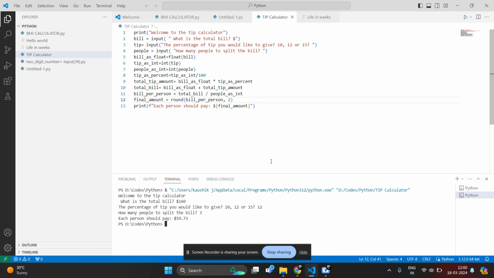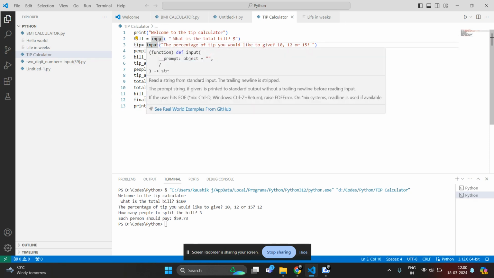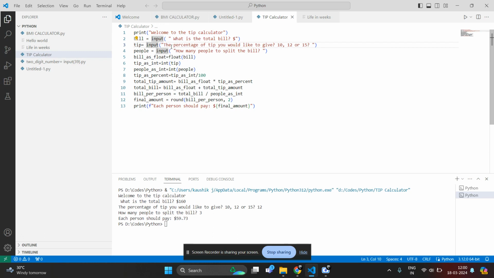So I'll start with how the tip calculator works. For a basic tip calculator, I will provide a basic print statement which will get displayed in the console, and for the start of the program, I'll take an input as bill. This is a bill, and I'll take it as an input variable. You can give whatever the total amount of the bill which you have consumed in a restaurant.